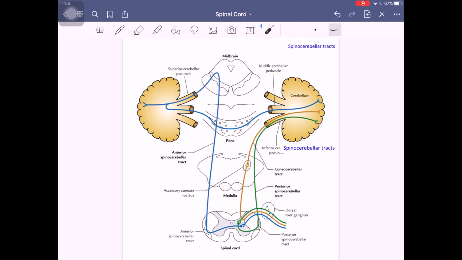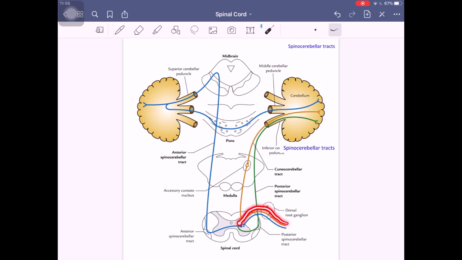cerebellar cortex. Now the same information is also given via the middle cerebellar peduncle to the opposite side. That is what the other blue one means. This is additional information. So that is the anterior.